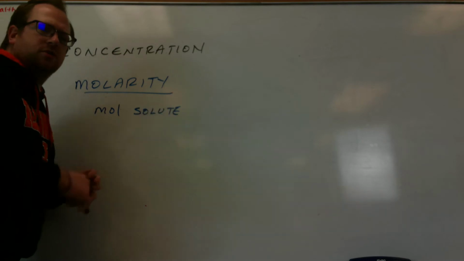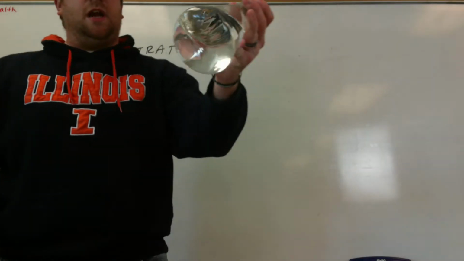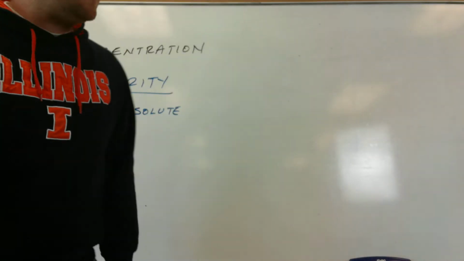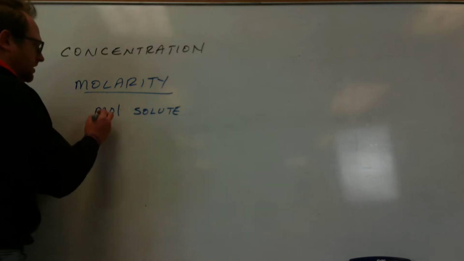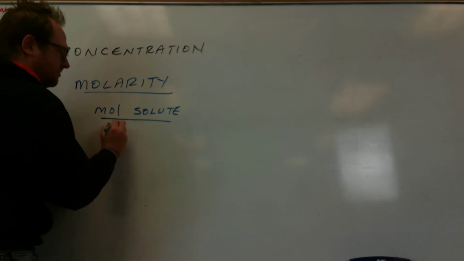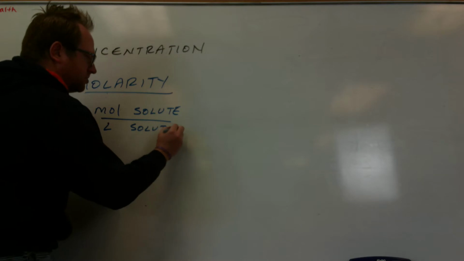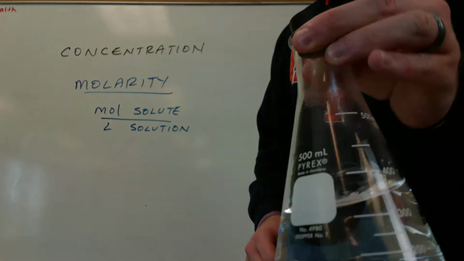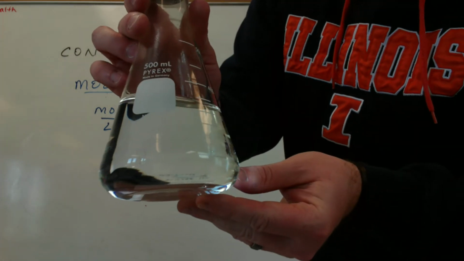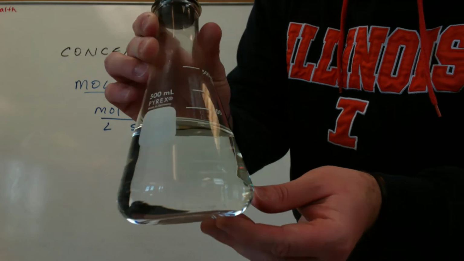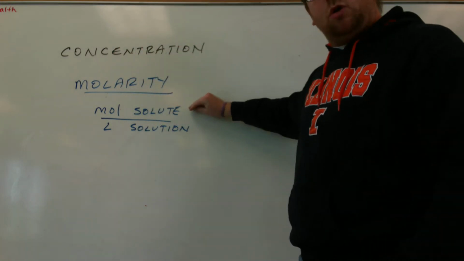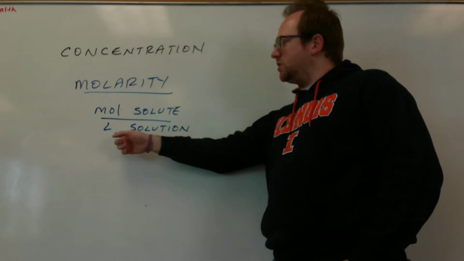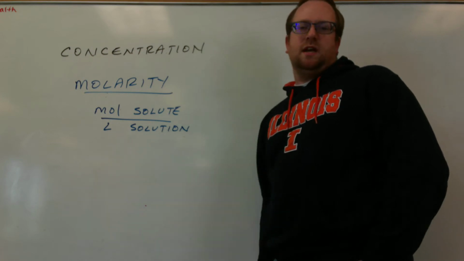So for example, in this solution here, I've got salt dissolved in the water. Salt would be my solute. So I have the moles of my solute divided by the liters of my entire solution, of the entire mixture. If I take this solution here, I've got about 350 milliliters total solution. So I would take how many moles of salt I have divided by 350 milliliters. Of course, it needs to be in liters, so I would just move the decimal point over.